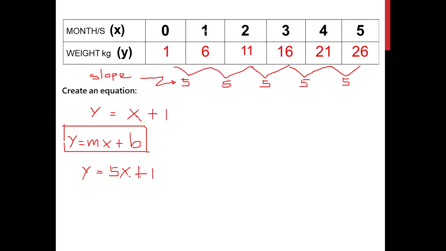How about on the second one? When x is equal to 1, that's 1 times 5, 5 plus 1, that is equal to 6. Correct. When x is equal to 2, so you have 2 times 5, 10 plus 1, 11. Next, when x is equal to 3, 3 times 5, that's 15, plus 1, 16. When x is equal to 4, so you have 4 times 5, 20, plus 1, 21. And when x is equal to 5, 5 times 5, that's 25, plus 1, 26. Therefore, this is our equation based on our table of values.